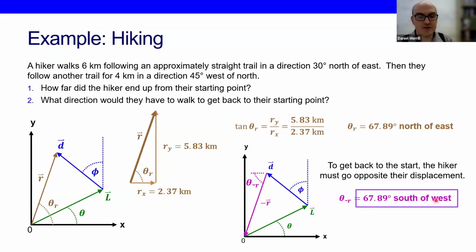So using vectors and vector components, vector addition, we were able to figure out not only how far the hiker was from where they started, what the magnitude of their displacement was, but also what direction they needed to travel in to get back to their starting point. Hopefully this example has given you some idea of how we can deal with vectors to answer a real-world problem. If you have any questions, please come talk to me.